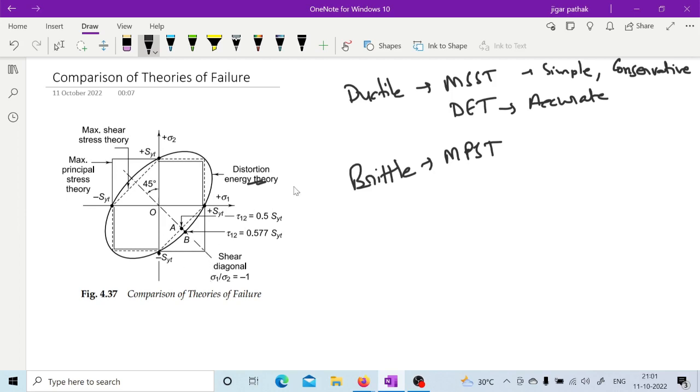So sometimes it is dangerous to go with MPST, because if you see this region here, this region says that it is safe. If any point is there, MPST will say it is safe, but for ductile material it is not safe, because it lies outside the envelope of both MSST and distortion energy theory. So sometimes it is dangerous to go for maximum principal stress theory for ductile material. Are you getting what I am trying to say?